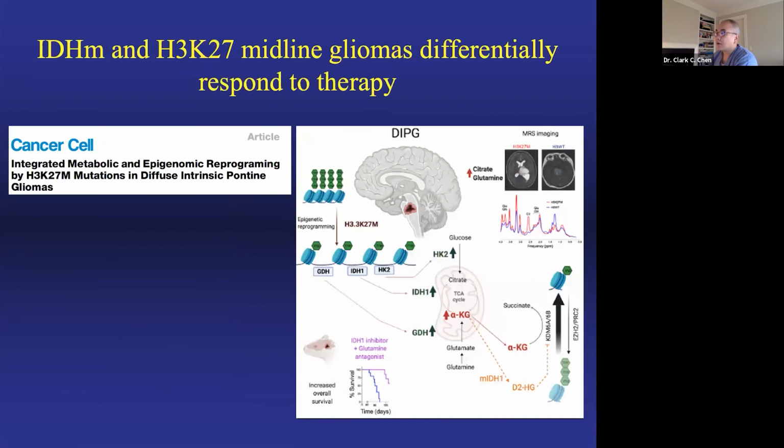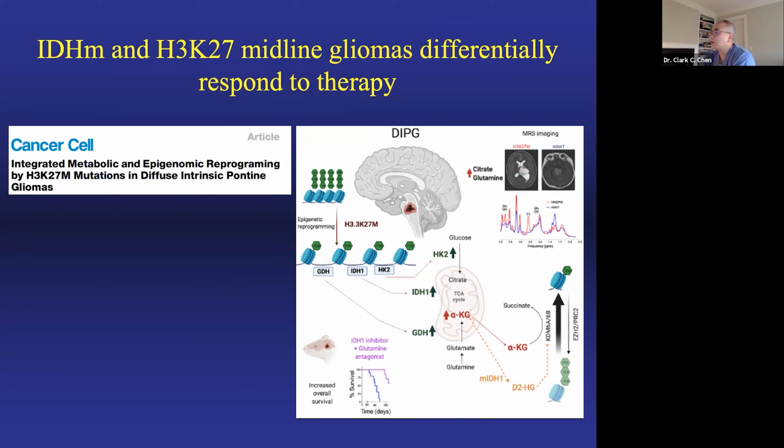Why is that important? Well, there's a Cancer Cell paper recently published showing that these tumors are completely opposite in terms of their biology. The H3K27 mutated tumors have a very low level of a certain epigenetic marker that forces them into a different biology than the IDH, which has a very high level of this marker. So fundamentally, these two tumors are in the opposing spectrum of biology. And if you don't know that, you can't treat these patients.